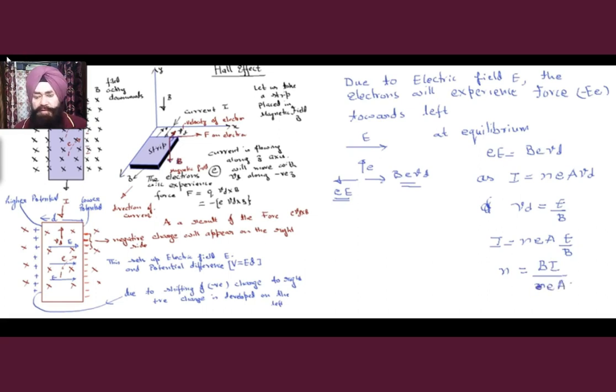And we find the value of n from this relation. n becomes B I upon n e A... n becomes B I upon E e A. This is capital E, meaning electric field. A is the area. You know which area? Which area here? This is to be noted, the area.